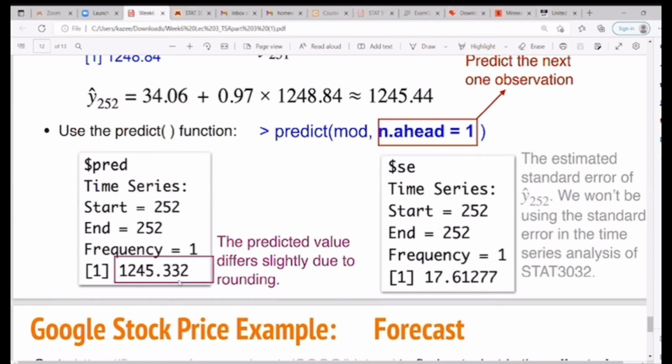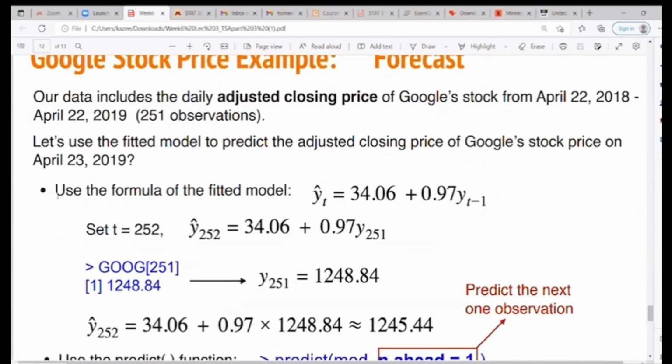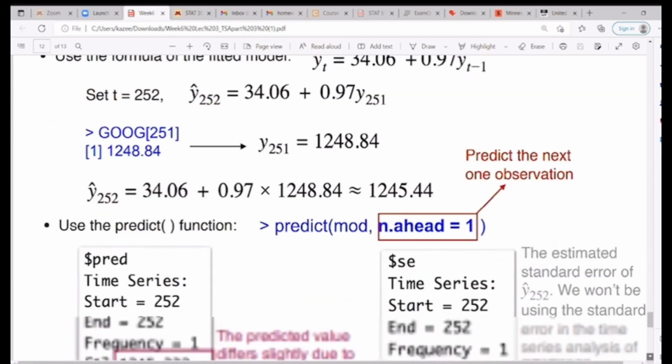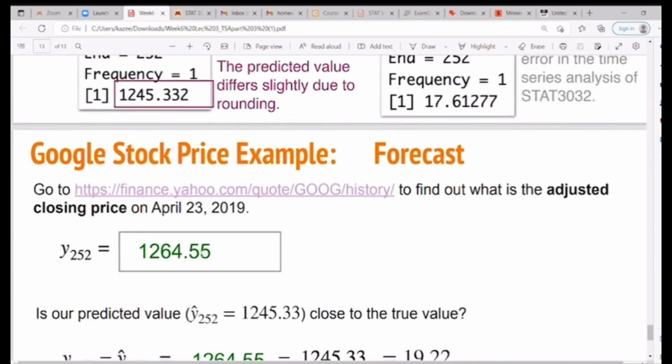Now, if you want to know whether your prediction is very close to what happened, then we need to go into the data set and see what happened in real life on April 23, 2019. What happened in reality was actually this. This is our predicted value. This is what happened in reality. This is the true value, what happened on April 23, 2019. This is what happened, the original value, and this is what was predicted.